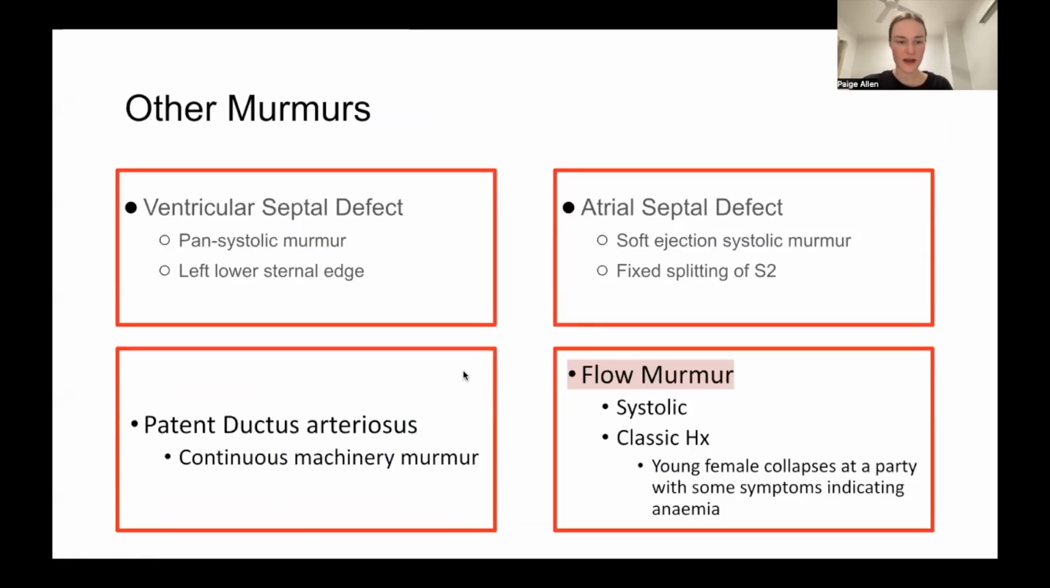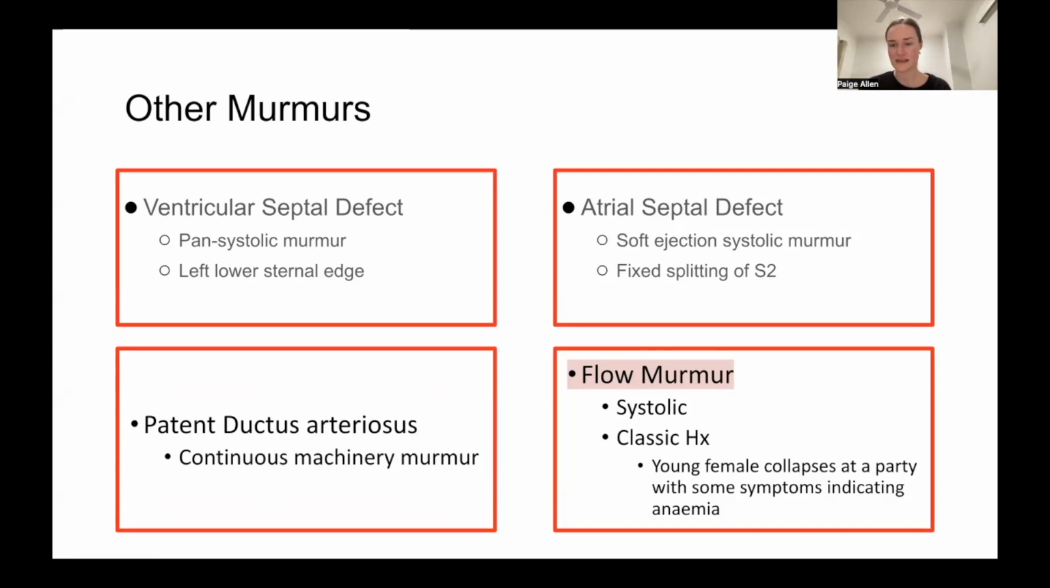Cool. In terms of the other murmurs, I think the other key one to know is this flow murmur. They like to ask questions about that one. The reason you get a flow murmur is just from increased blood turbulence going through the heart. So if you have literally more blood in each pulse, then you're going to have a flow murmur. So it's seen in things like pregnancy because your blood volume just increases.